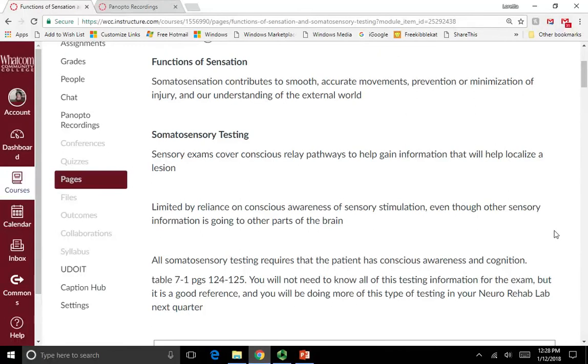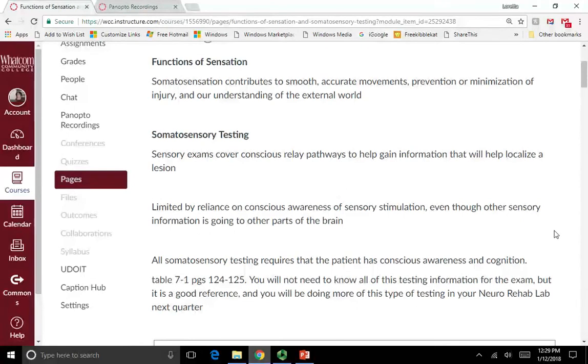We're trying to figure out where the lesion is, what's wrong, and then how we can address it. Somatosensory testing is, of course, limited by the reliance on conscious awareness of sensory stimulation. Even though other sensory information is going to other parts of the brain, all somatosensory testing requires that the patient has conscious awareness and cognition.